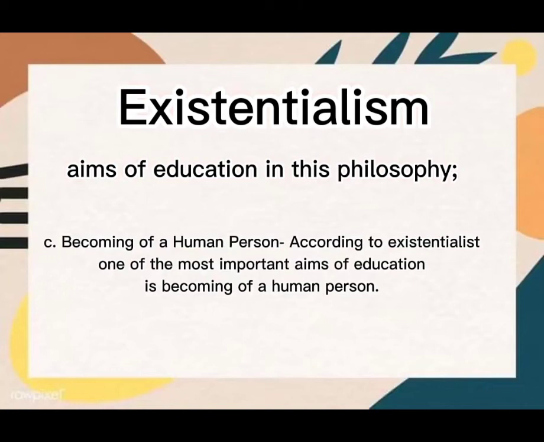Next, becoming of a human person. According to existentialists, one of the most important aims of education is the becoming of a human person, as one who lives in making decisions about what the learners will do and be. Knowing, in the sense of knowing oneself, social relationship, and biological relationship development, are all parts of this.